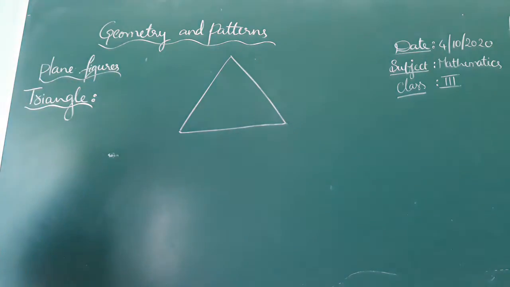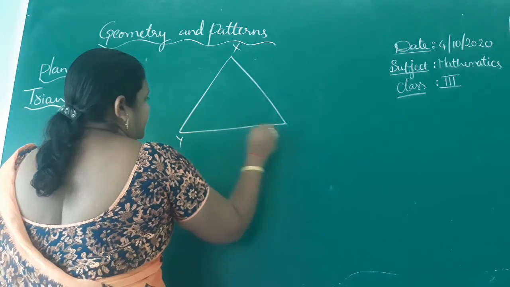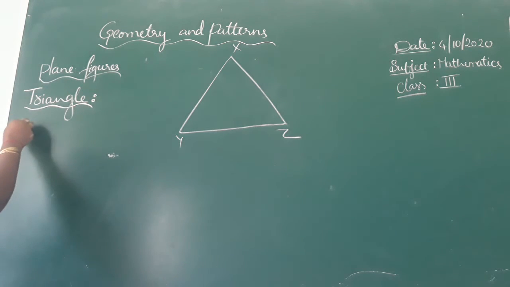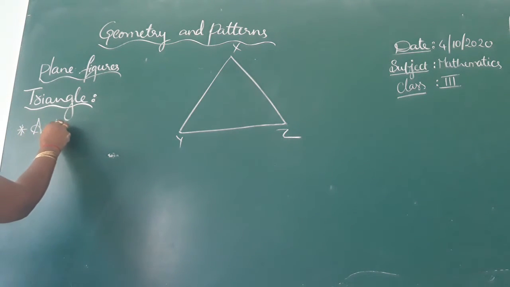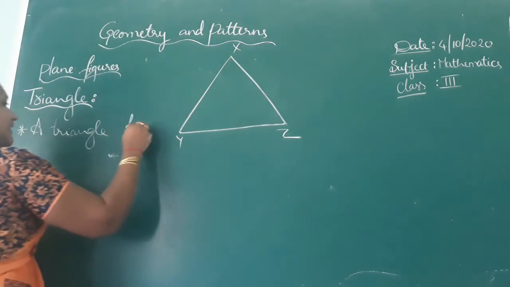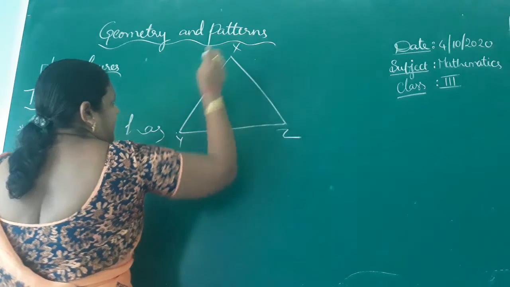This is a triangle. I will give the names X, Y, Z. A triangle has how many sides, children? X, Y, Y, Z, Z, X.